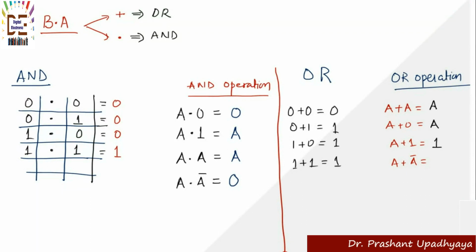Okay, now again, what is a plus a bar? Again you can see, if my a is equal to 0, my a bar will be equal to 1. So it will always become 0 plus 1 or 1 plus 0. So it will always result in a 1. So a plus a bar will result in 1. So this operation is clear to you. If this operation is clear to you, your Boolean algebra is clear.